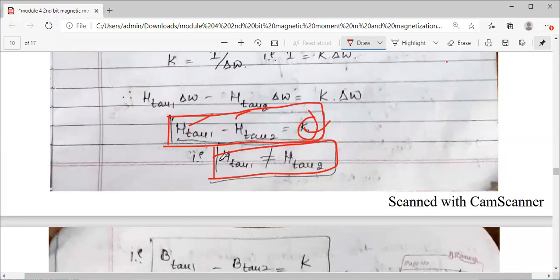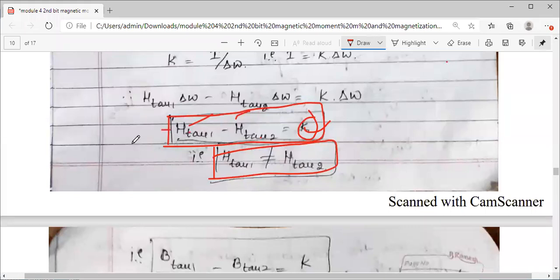If both have the same value, equal means it will remain the same. When the field enters from one medium to another medium through this boundary, it will not be affected. The tangential component won't get affected. It is continuous, provided K should be equal to 0. But otherwise, I have given here that both are not equal, so it is discontinuous.